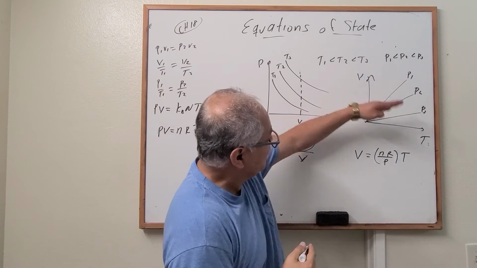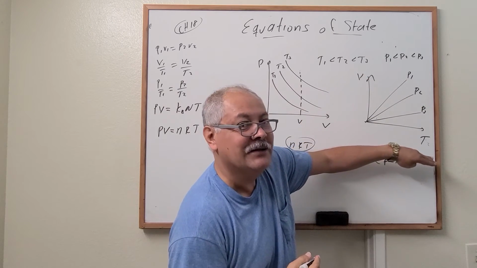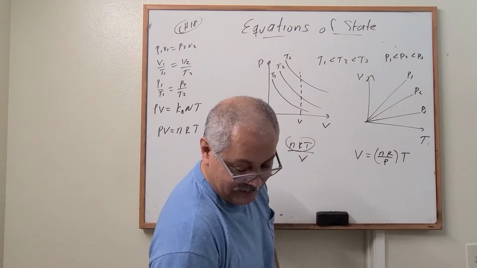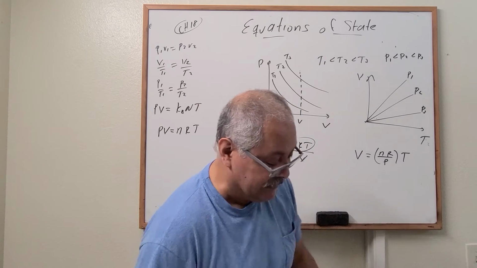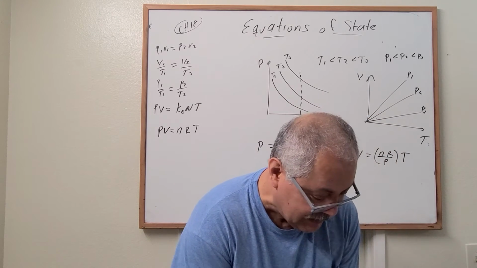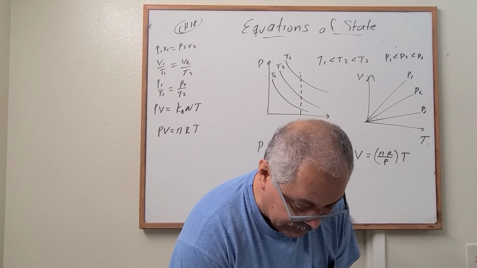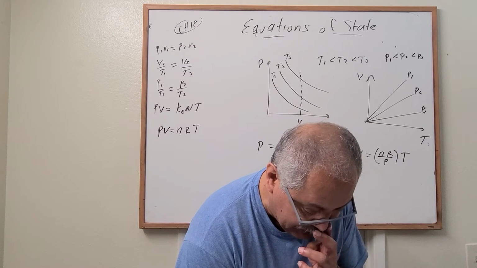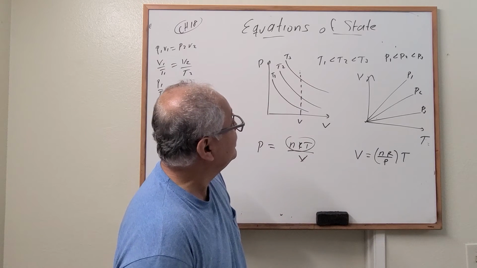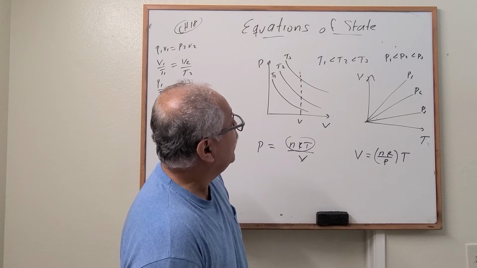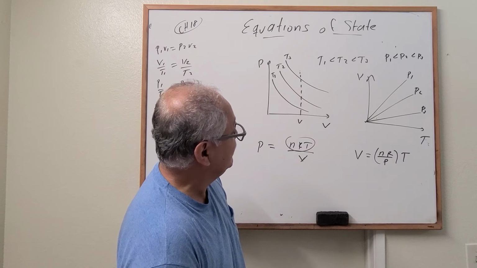Correct? The slope decreases if we increase the pressure. It looks like that. Or the slope increases if we increase the pressure in this case, or should it be the opposite?